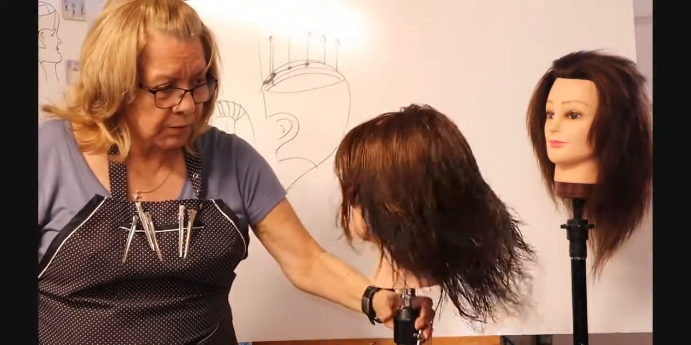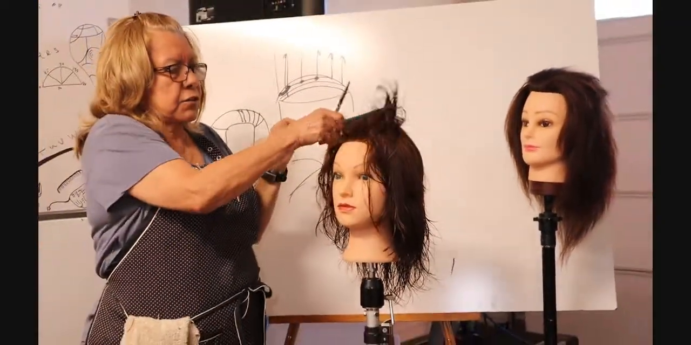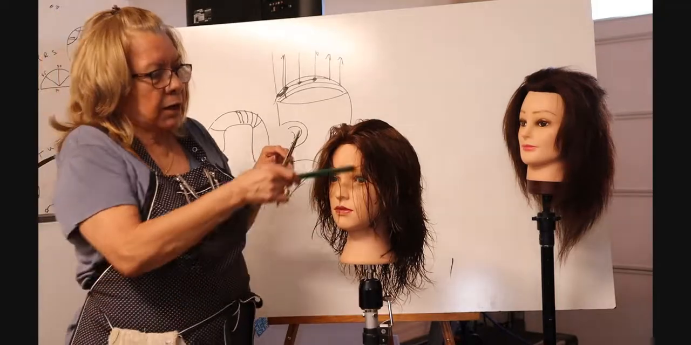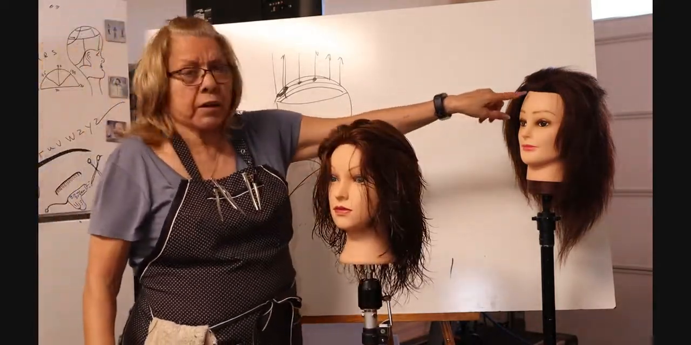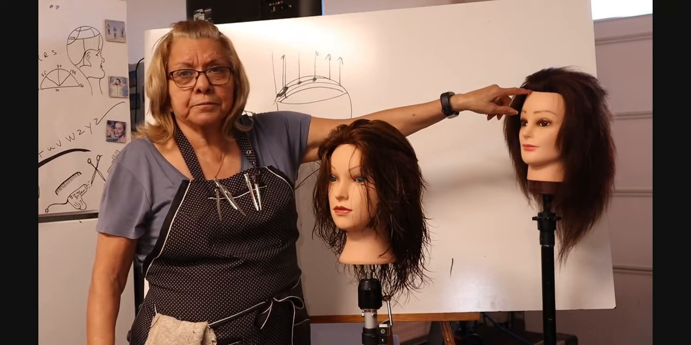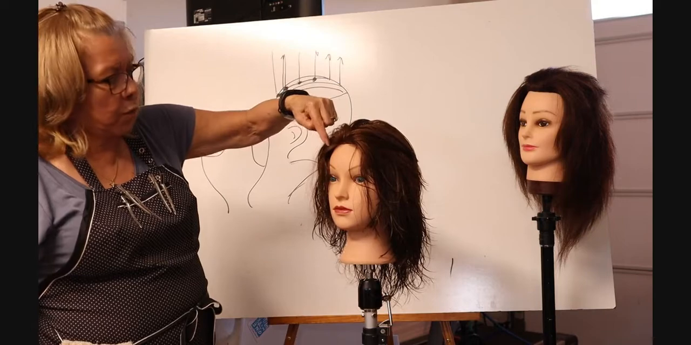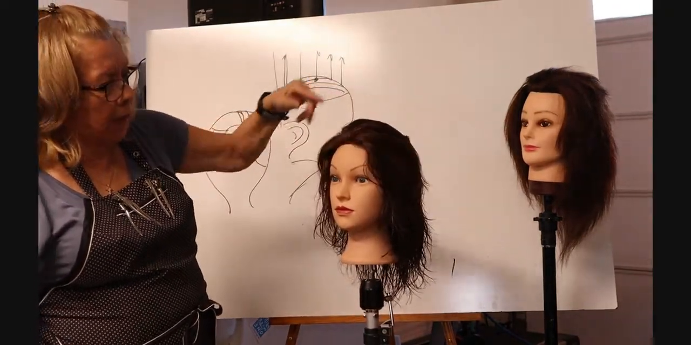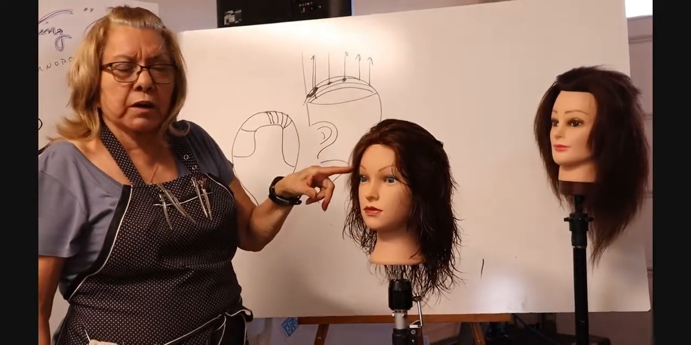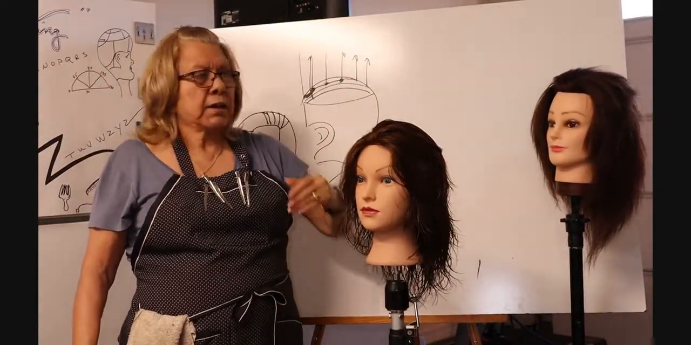Now, remember what I said about power in numbers? I'm going to try and comb that back. Come on, let's comb that back. This is power in numbers. It holds it back. Along this perimeter line, we have all those straight lines going back. It's not going to go back. It's going to keep falling forward because the power in numbers says come down this way.